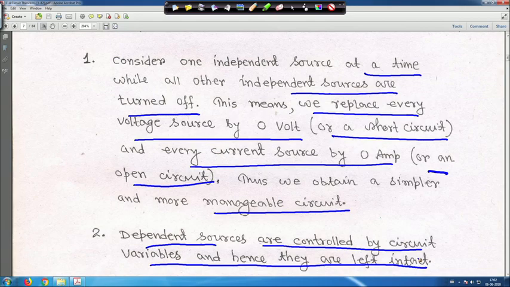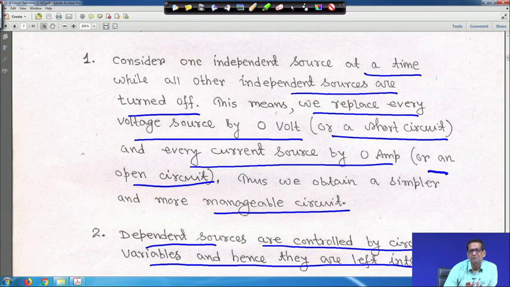If dependent sources are there, you cannot turn them off, because their values depend on the current or voltages in the circuit. So, they will remain intact. We will see how later.